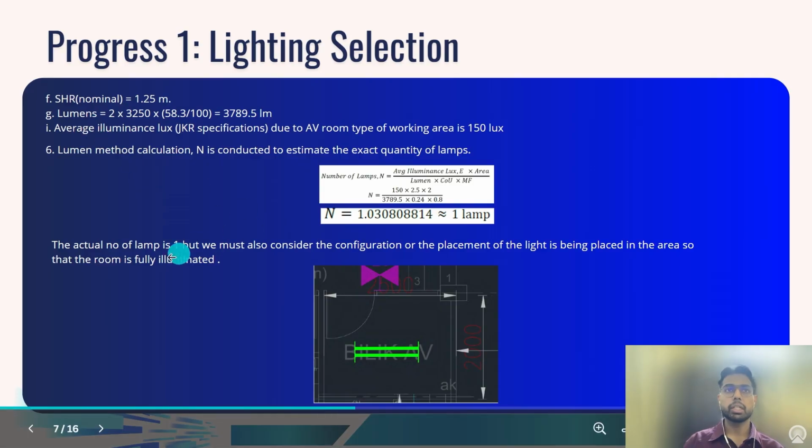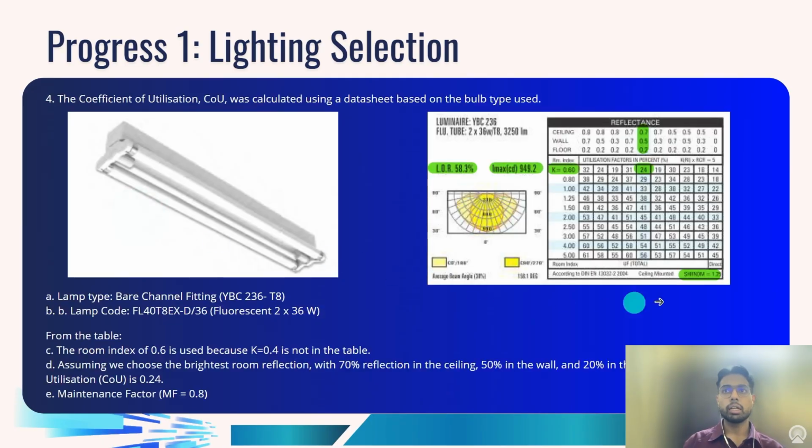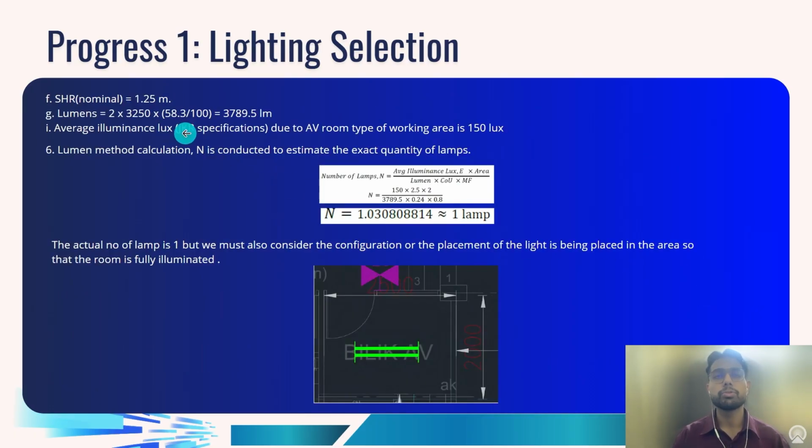In this case, based on the data sheet, the SHR nominal is about 1.25. We get the value from the corner, as I highlighted here below. So it's about 1.25 meters. The SHR nominal determines the placement of the lighting. Where do we want to keep it? Is it nearest to the wall, or further from the wall? Anything below the SHR nominal value is assumed to be suitable.